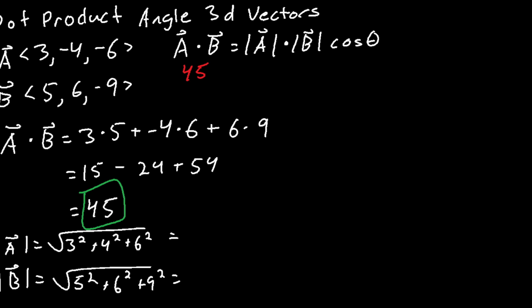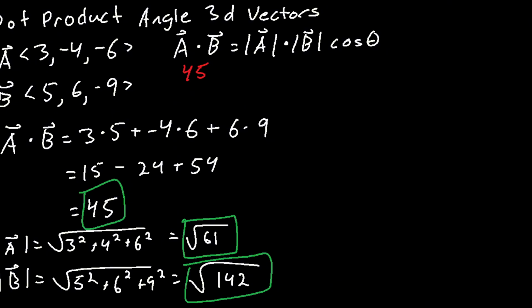Okay, so the magnitude of vector A is 9 plus 16 plus 36, and the magnitude of B is 25 plus 36 plus 81. So the square root of 61 and the square root of 142 are the magnitudes of vector A and vector B.